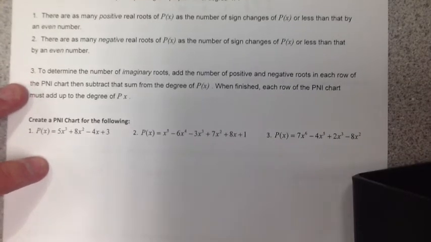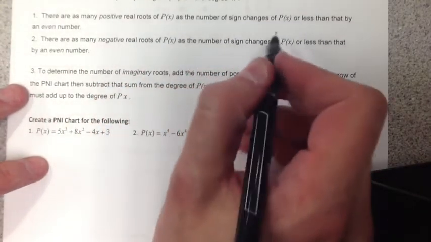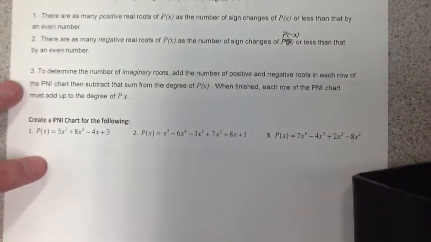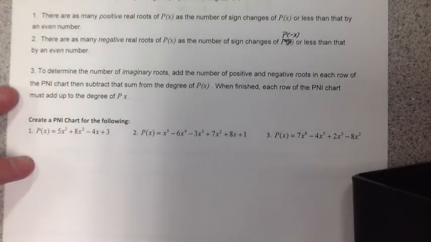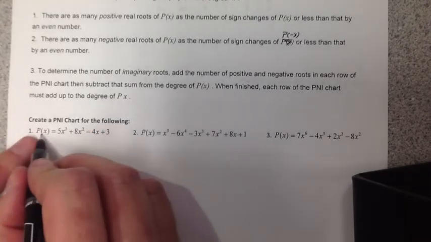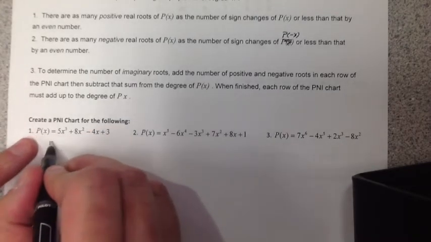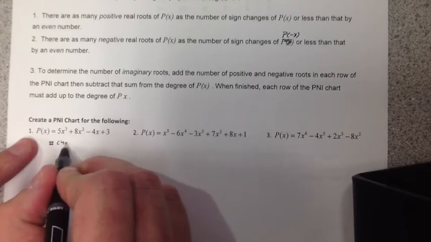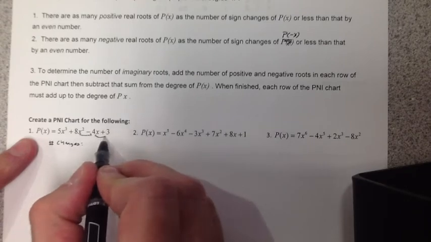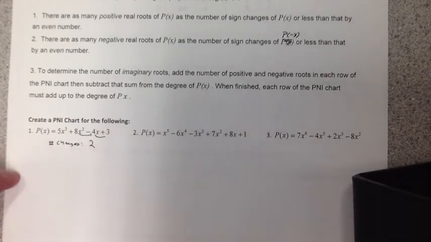It's very simple. Now the only difference is this should be p of negative x. So we have to fix that. So what we're going to do first off is we're going to count basically in the positive x the number of sign changes here. And if you notice, there's 1, 2 sign changes.